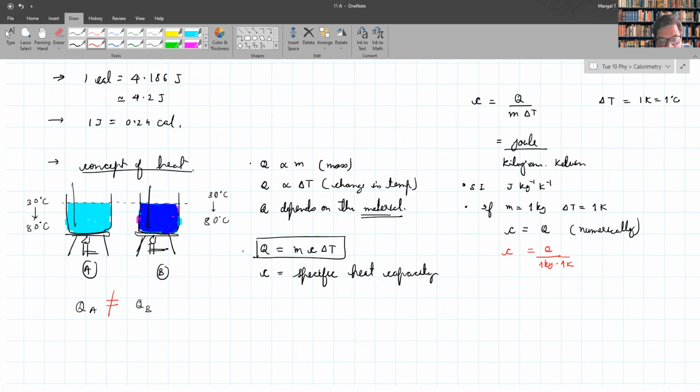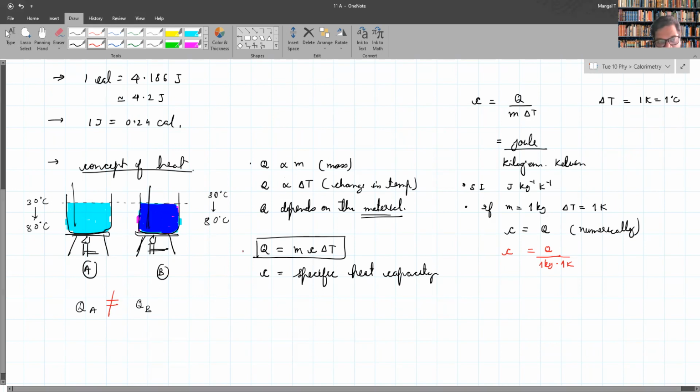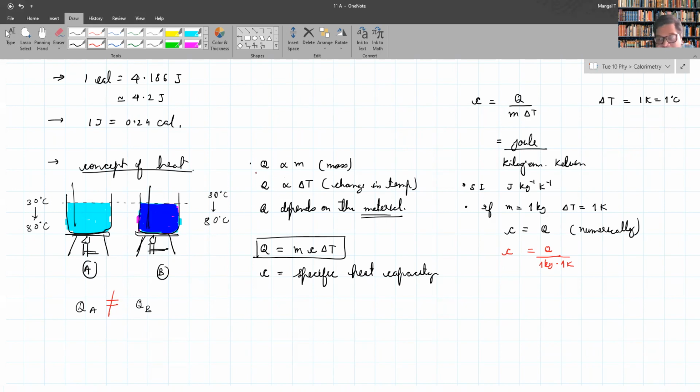Because if we use the formula of volume also, then the volume, mass and density will be the same. Yeah, but it has nothing to do with that. It has to do with how the substance conducts heat.